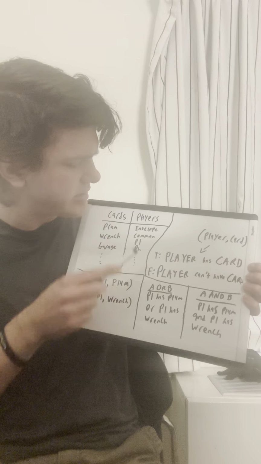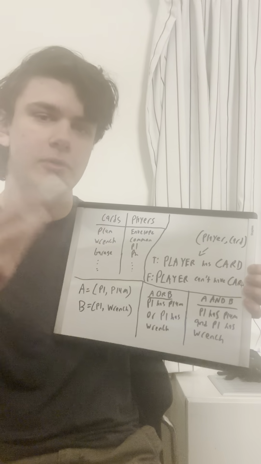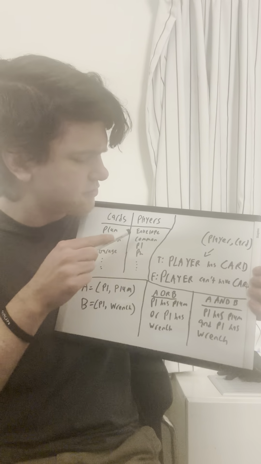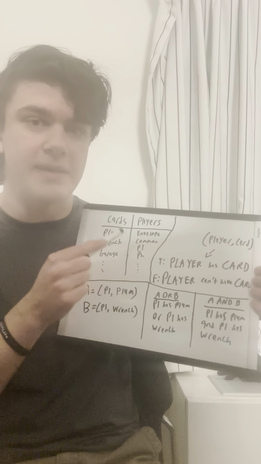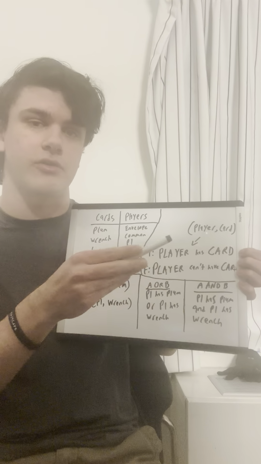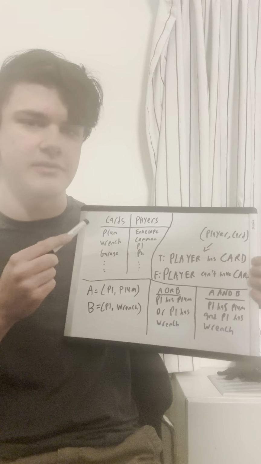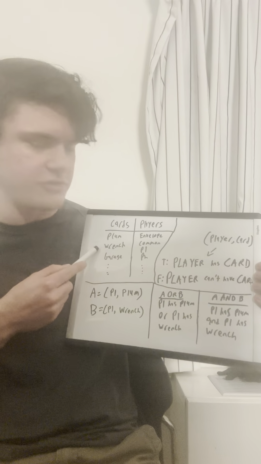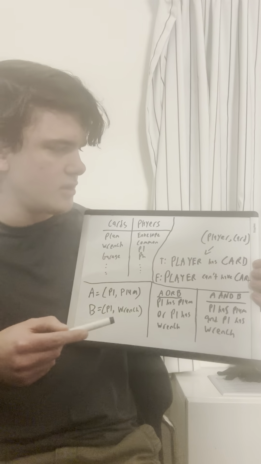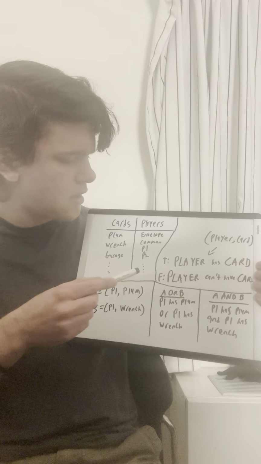Now, a player is something like P1 or P2, like the people in the game. And also things like the envelope and the common cards, basically anywhere where a card can be held. Then the cards themselves are things like plum, wrench, garage, scarlet, dagger, anything like that.